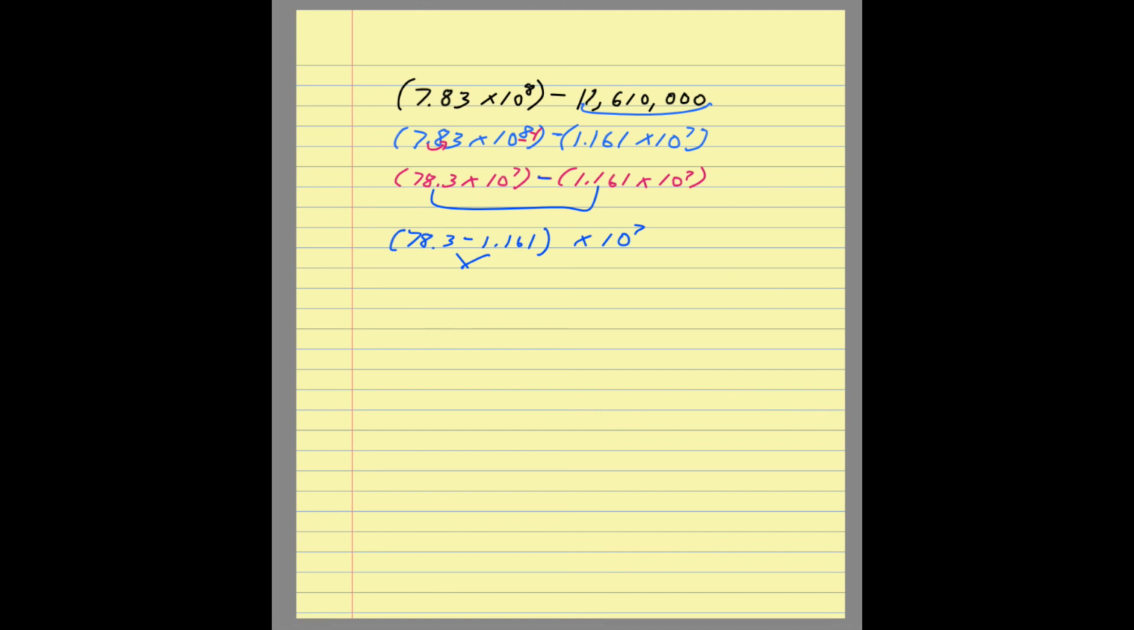When I do that, I get 77.139 times 10 to the 7th power. Is this written in scientific notation? No, it's not. So what do I have to do? I literally have to take this decimal and go back one. But when I go back one, what happens to this number? It goes up one. Remember, always the opposite. Then when this goes down one, that goes up one.